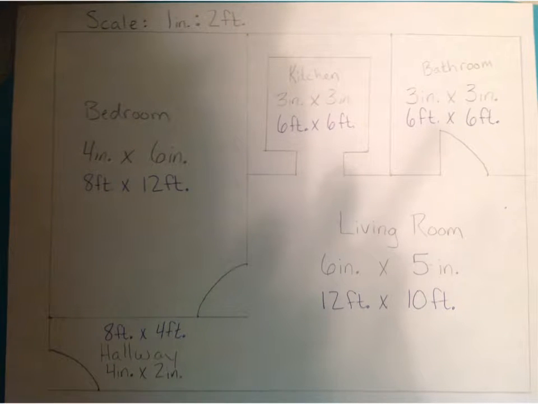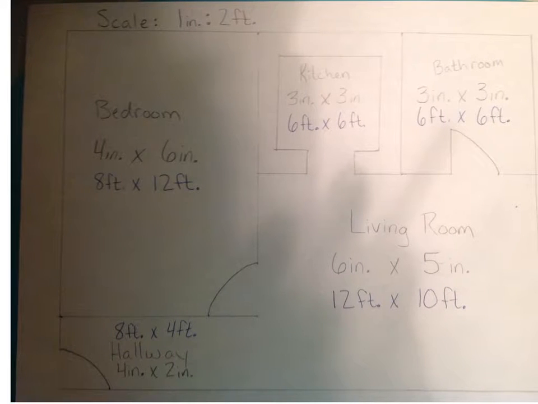Okay, so what we have here is an actual scale drawing of a floor plan or a floor layout of a dream house, like the project that we are doing. If you look at each one of the rooms, you have a different label, which is what you need for this project. So here we have the bedroom labeled, the kitchen labeled, the bathroom labeled, the living room labeled, and the hallway down here.